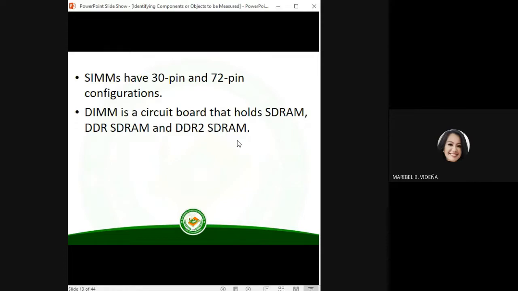Single inline memory modules, or SIMMs, have 30-pin and 72-pin configurations. Dual inline memory module, or DIMM, is a circuit board that holds the SDRAM, DDR SDRAM, and DDR2 SDRAM.